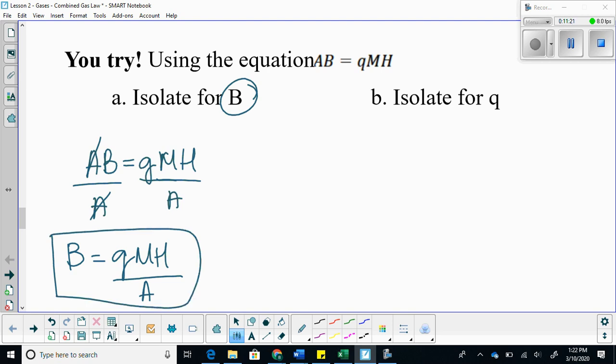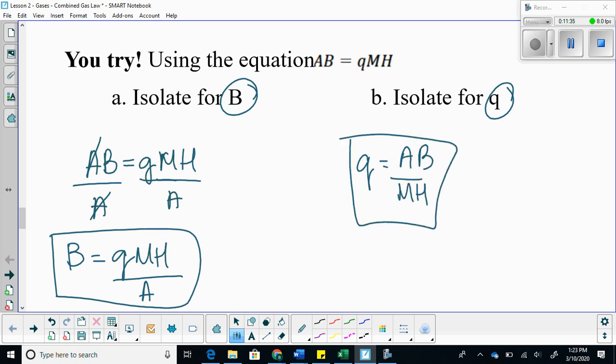You are going to do it by yourself: isolate for Q using the same equation. Once you have isolated for Q, you should get the following: Q is equal to AB over MH.